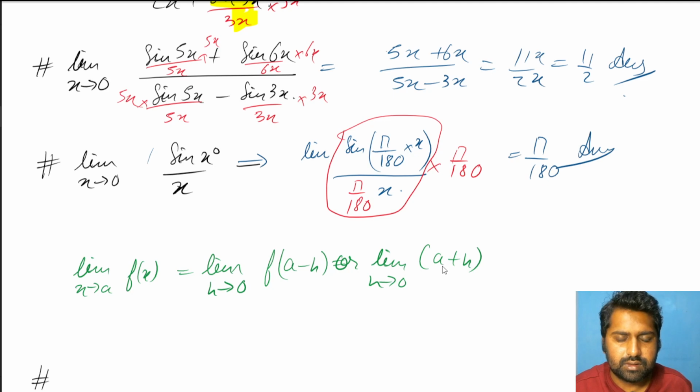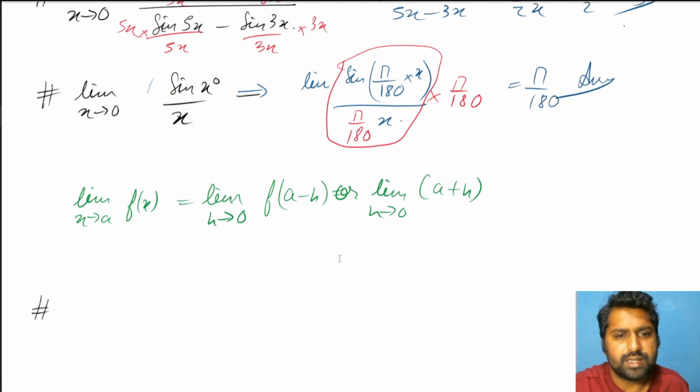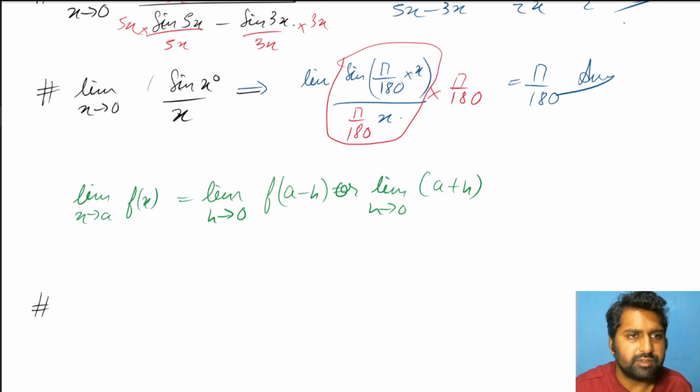Pretty much this is what you have studied in left hand limit and right hand limit. A minus h is just less than a, and right hand limit is just more than a. So use any one. Mostly you will be using a minus h, but if you want you can use a plus h also. There is no constraint. So let's see what is the benefit.